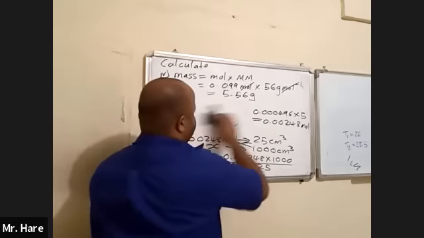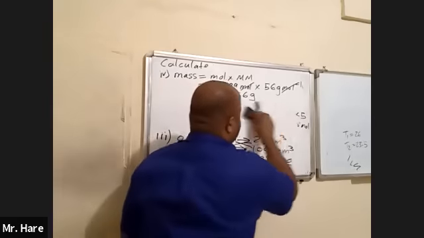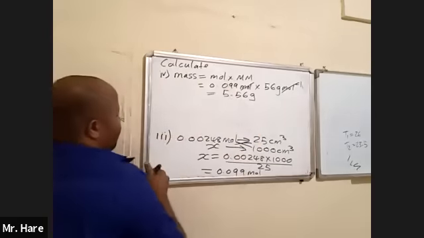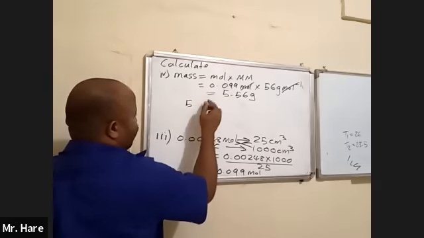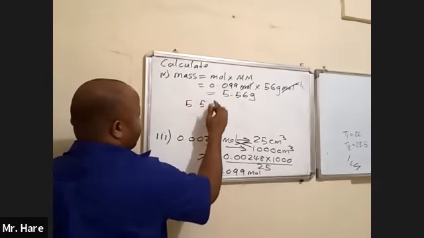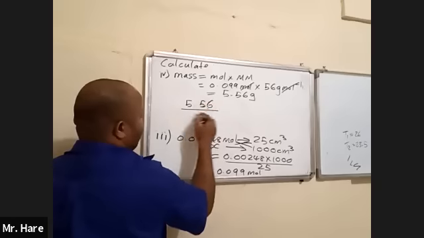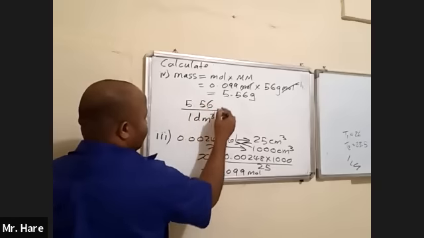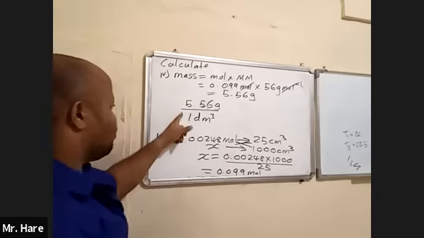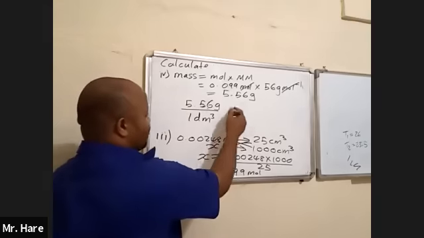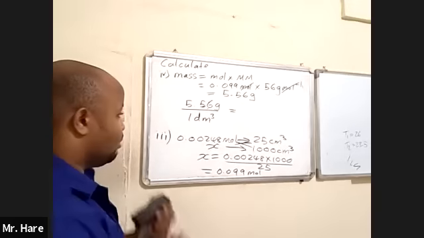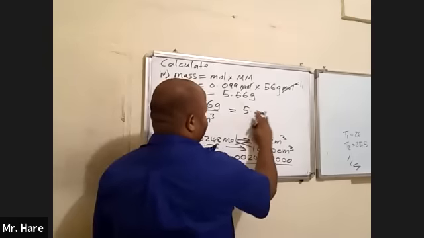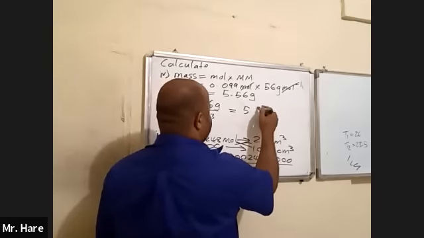So we have 5.56 grams in 1 dm cube. If we have 5.56 grams in 1 dm cube, what is the mass concentration? 5.56 gram per dm cube. This is not part of the question, but I'm doing it for a reason.